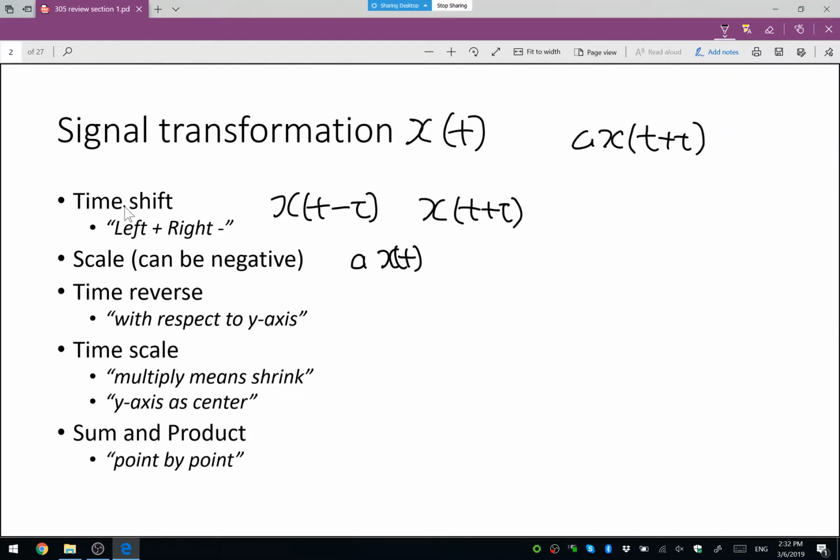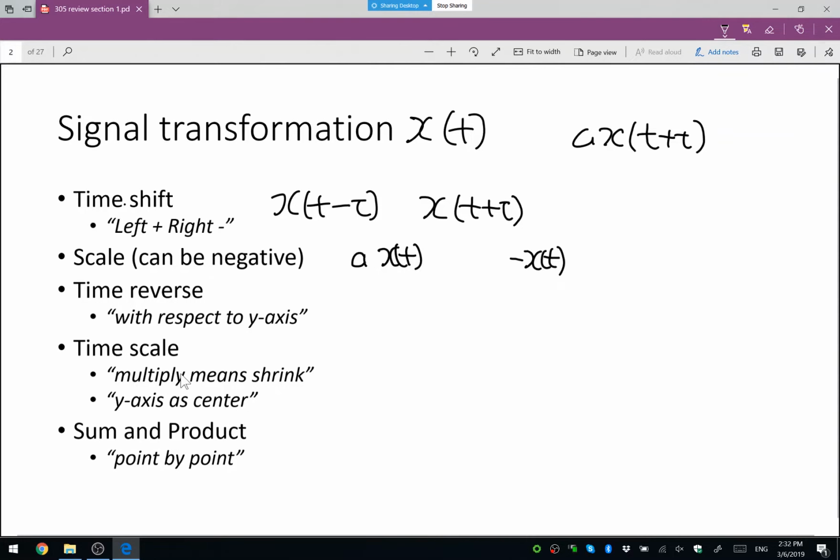Scaling is when there is one factor before the signal. This factor can be negative, so it can be minus x(t). That is actually flipping the signal with respect to the x-axis. Then we have time reverse, which has a minus sign before t. Time reverse is actually mirroring with respect to the y-axis. So always keep in mind the y-axis is involved in this process.